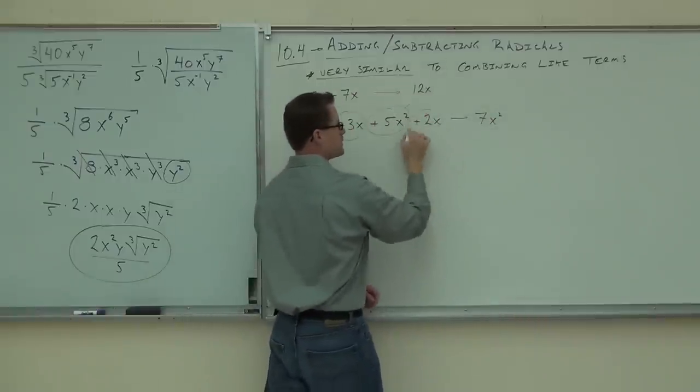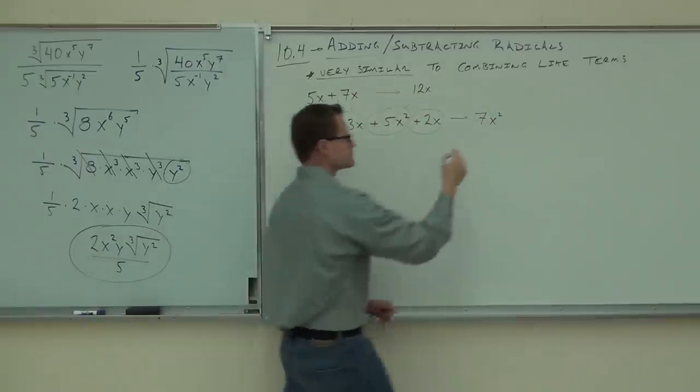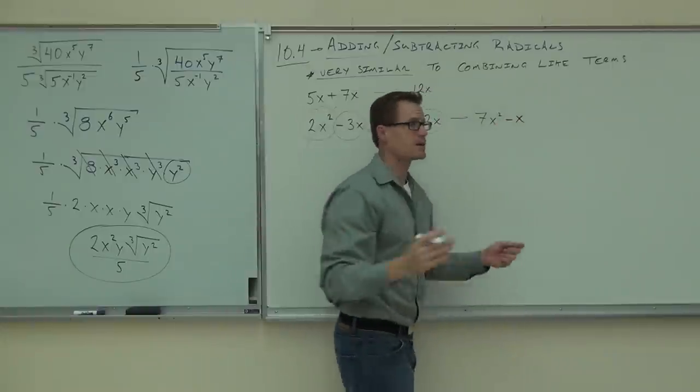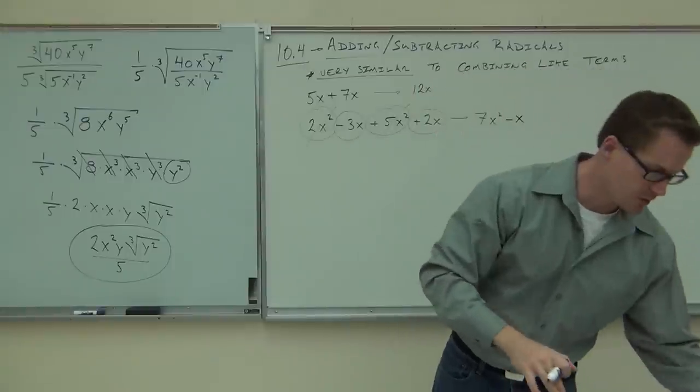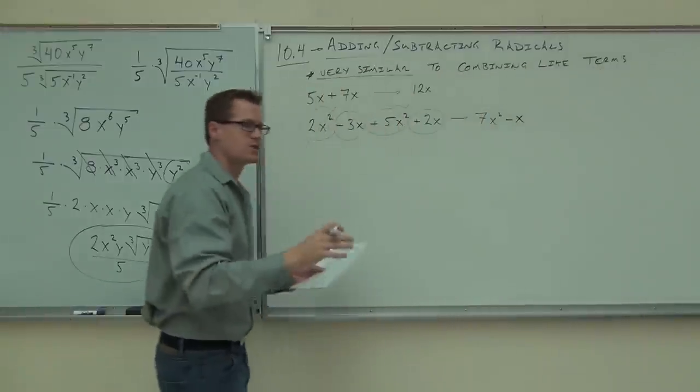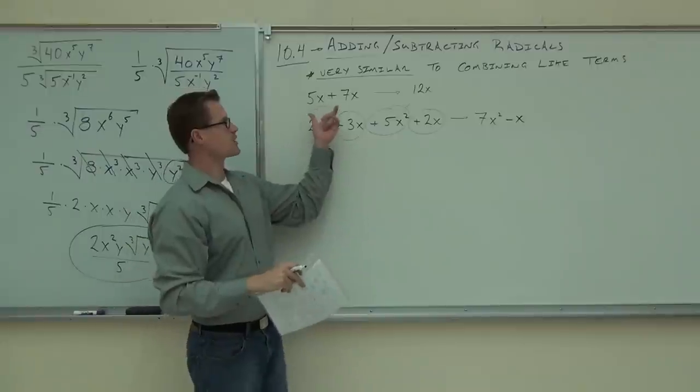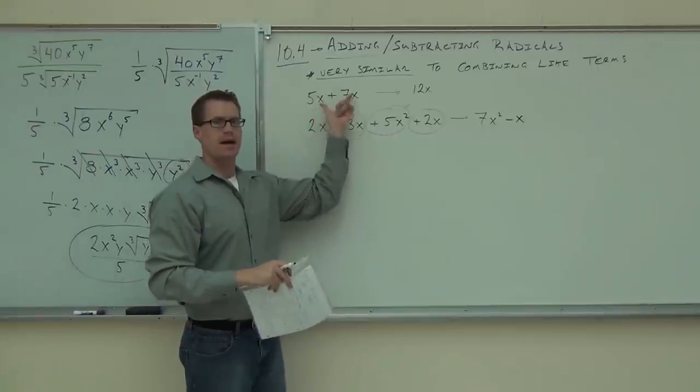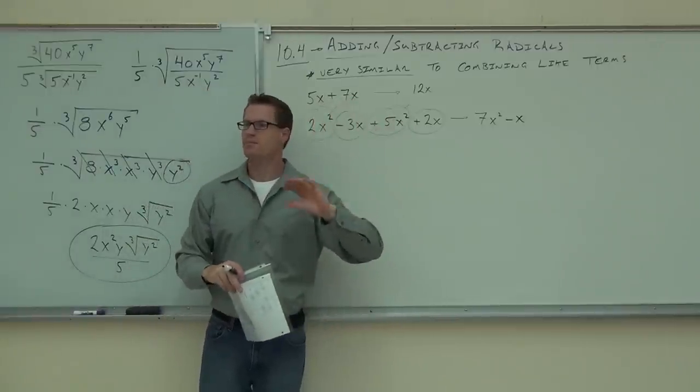Here you combine these and you get... very good. That's combining like terms. We've done this a lot. We know how to do that. But we are going to draw some similarities. When you're combining like terms, you're looking for the same exact variable, but it has to be raised to the same power. Here's what that means for us.